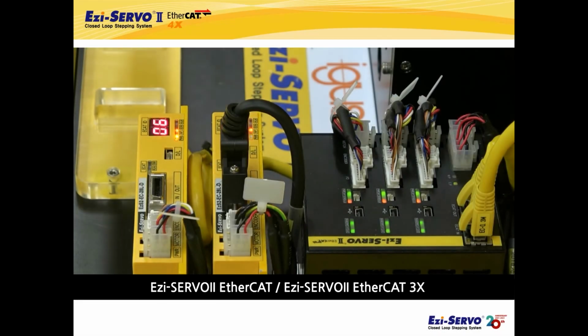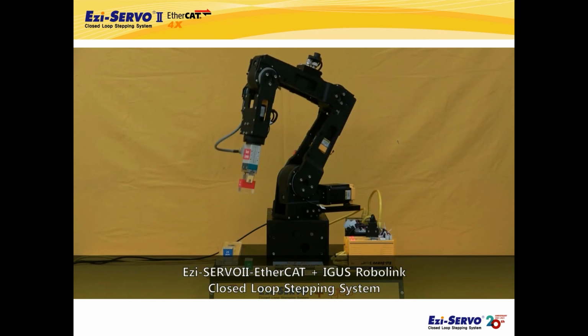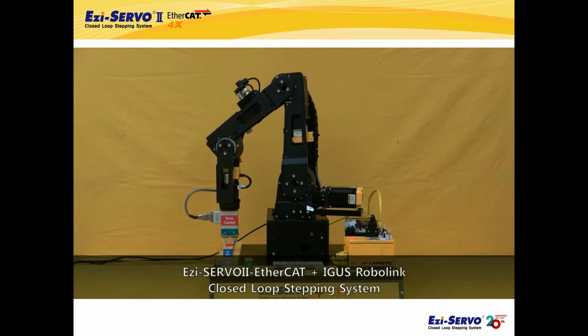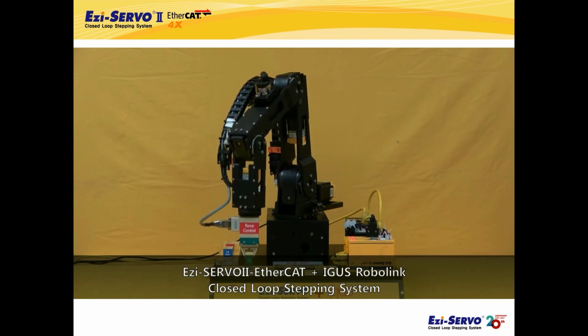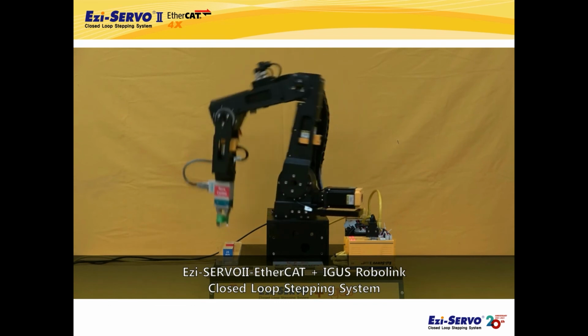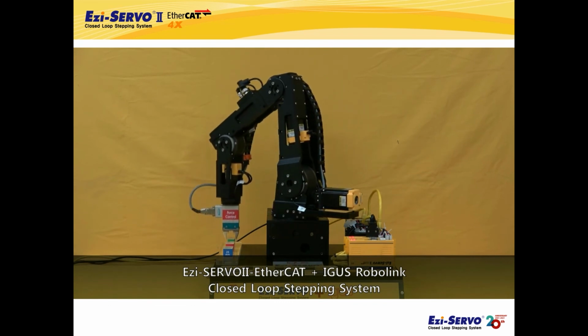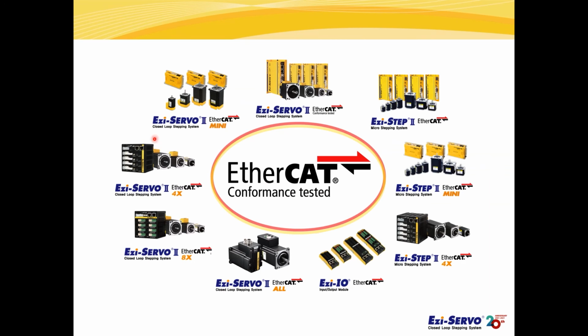In the video, only 3 axes were controlled with one multi-axis drive, but up to 8 axes can be controlled. Ezi-SERVO II EtherCAT 8X, an 8-axis drive, will be introduced in the next chapter. When making an articulated robot like this, using a multi-axis drive can save space and reduce wiring. Until now, I have introduced Ezi-SERVO II EtherCAT 4X. From now on, following the 4-axis drive, I will introduce Ezi-SERVO II EtherCAT 8X, an 8-axis drive.